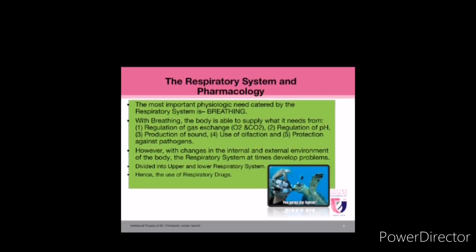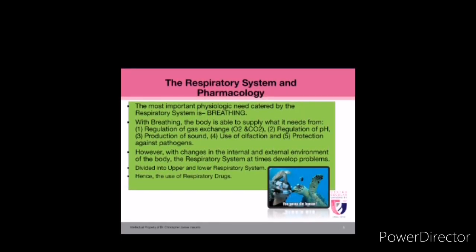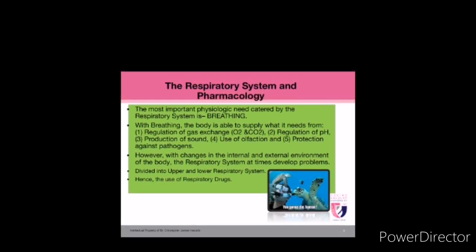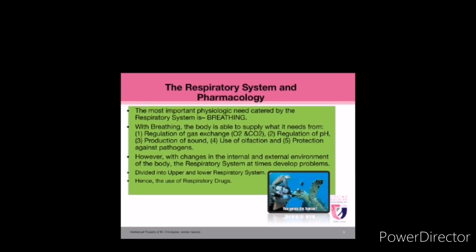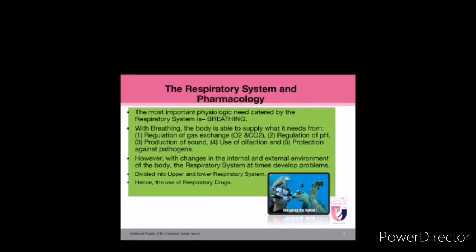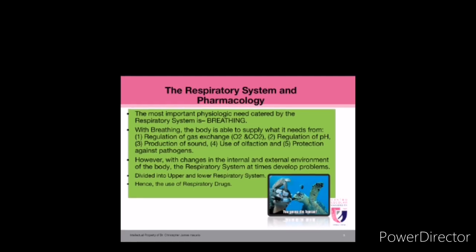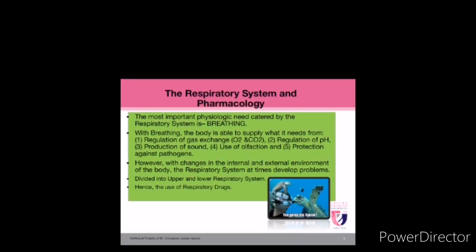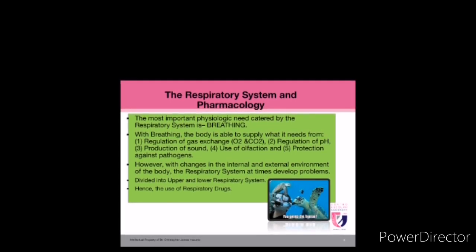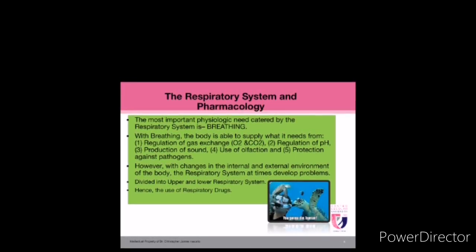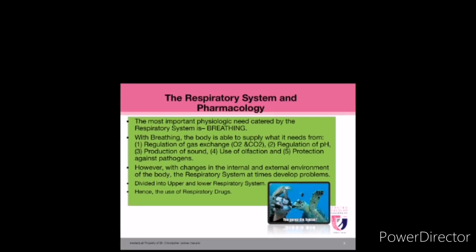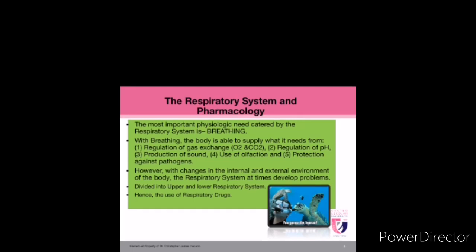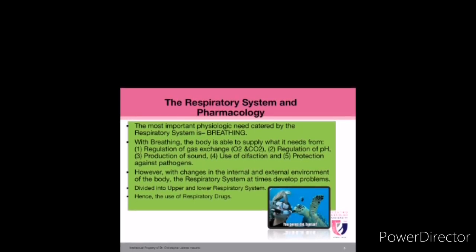Okay? Number three, importance of your respiratory system is the production of sound. 4, it's used for olfaction, and 5, protection against pathogens. However, with the changes in the internal and external environment of the body, the respiratory system at times develop problems. Ano ba yung mga problem na yan? I think one of the problem is aging. So, or probably environment, or yung sinasabi nating infection.